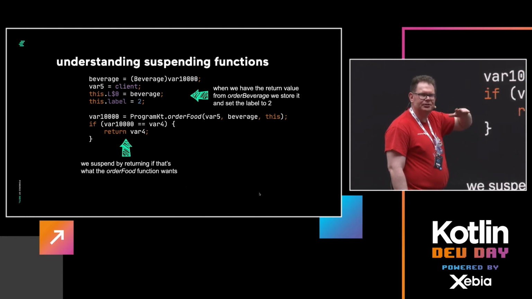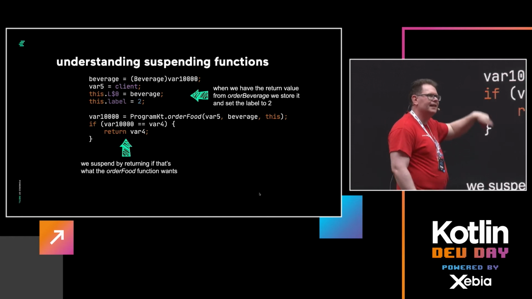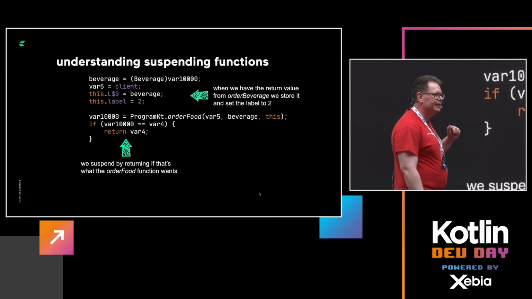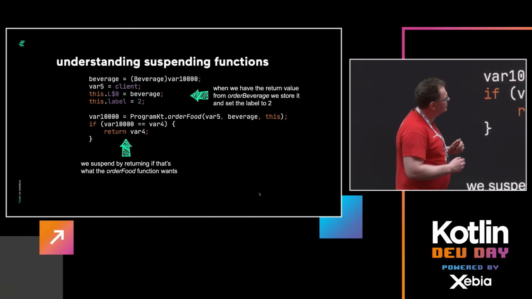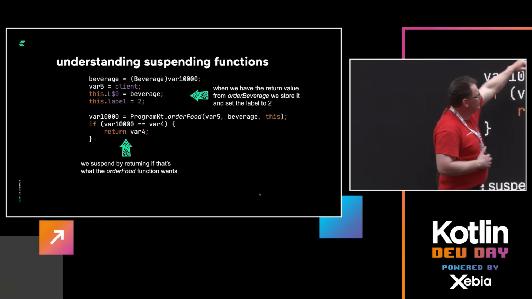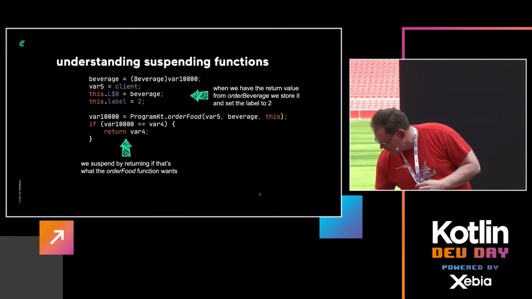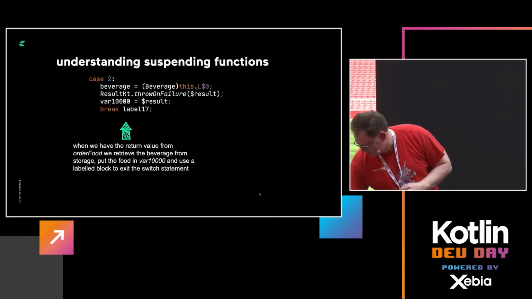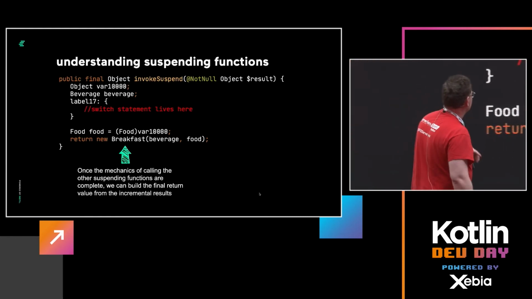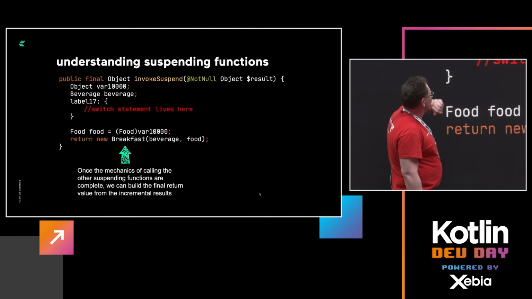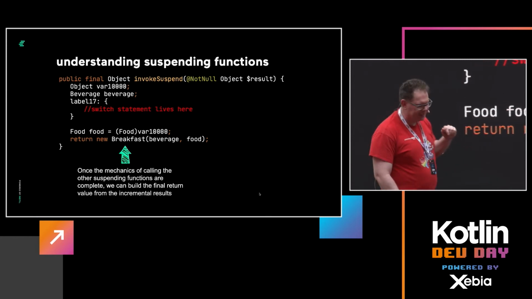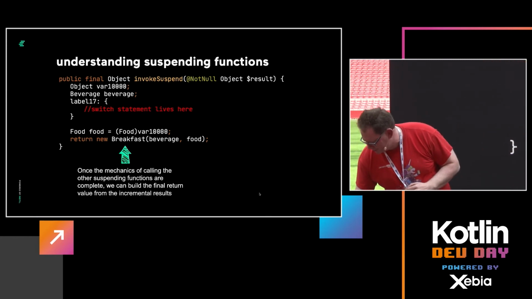So a suspending function is just a function that returns and then gets called again. But whenever it gets called again, it restores its state from the continuation object. And part of that state is a label value, and that label value sends it down a different path in the switch. So eventually, when everything's done, we're going to exit all the way out. We're going to exit from the switch block inside this label block here. And at that point, we'll have both our food and our beverage, and we'll be able to build the breakfast.